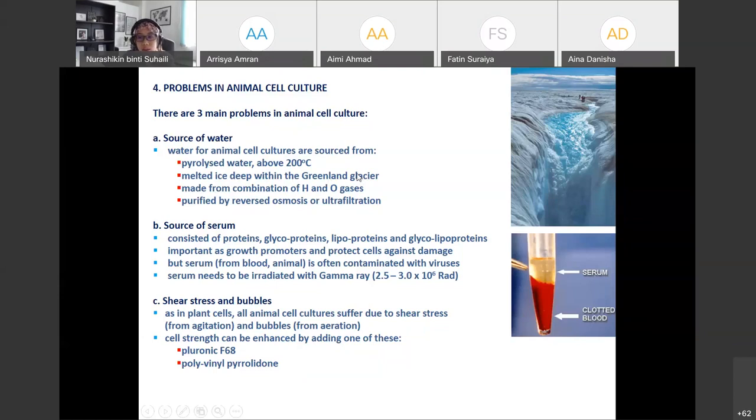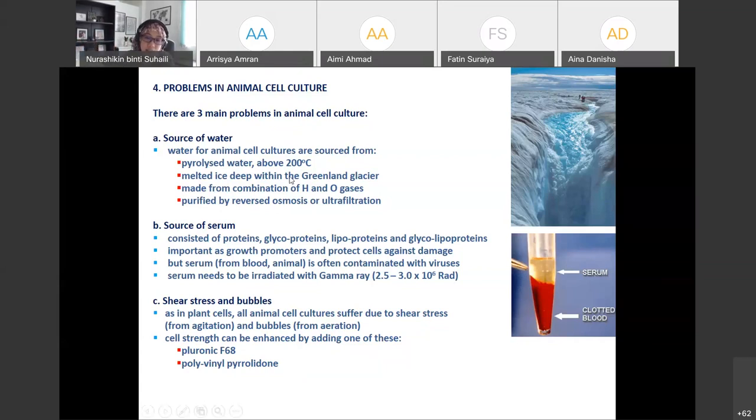Okay, this one, because we are in tropical countries, we're not in Europe, so this one is not an option here. Yeah, I think normally we use pyrolyzed water, but ultrafiltration, reverse osmosis. Reverse osmosis can be used, but not distilled water, I guess. So they use different types of water or special type of water in order to prepare the media.